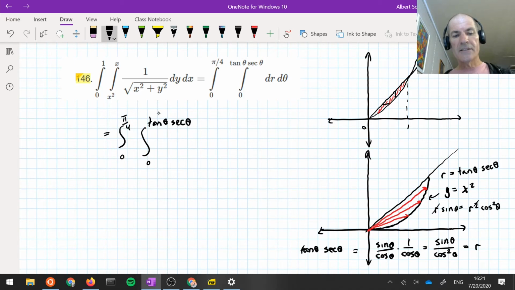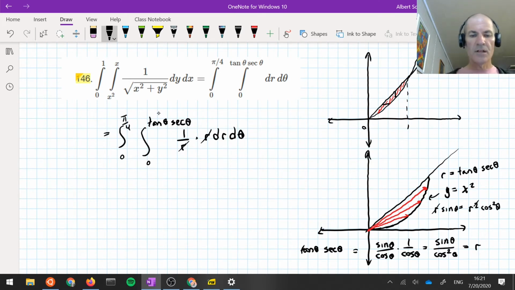Now let's recast the integrand. We see our familiar friend x squared plus y squared, secretly r squared. 1 over the square root of r squared is just 1 over r. And then dy dx becomes r dr d theta. And this is a nice thing. The r's cancel, and we're left with this integral of the constant 1.